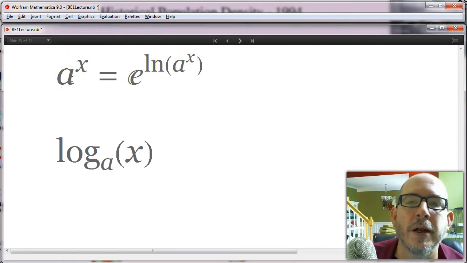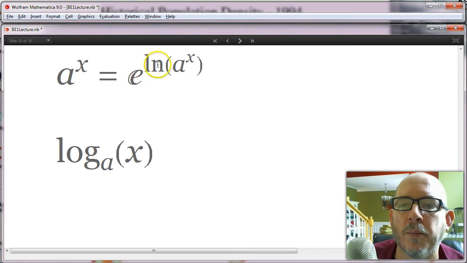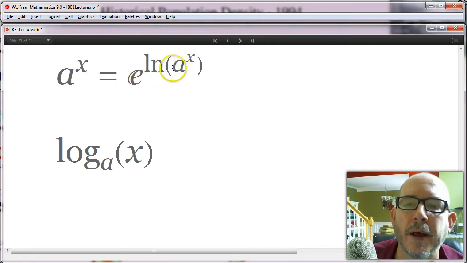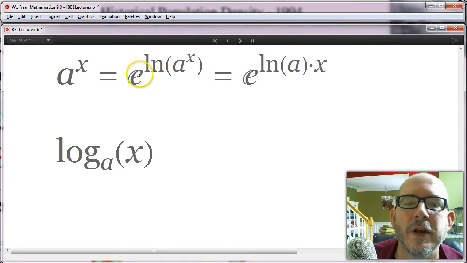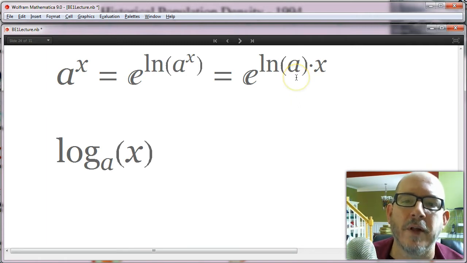All is good. Now we're going to use a logarithm property, the property that if you take any log, no matter what the base of an exponential, the exponent comes outside. So this is equal to e to the natural log of a times x. And I put that little dot there to emphasize that.